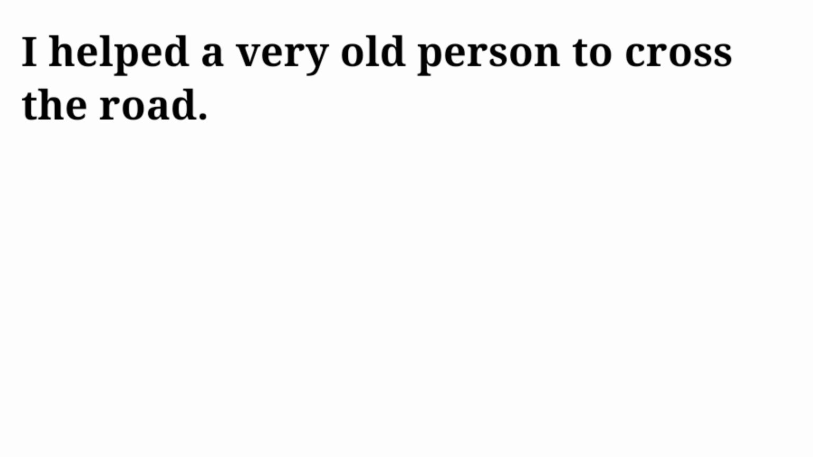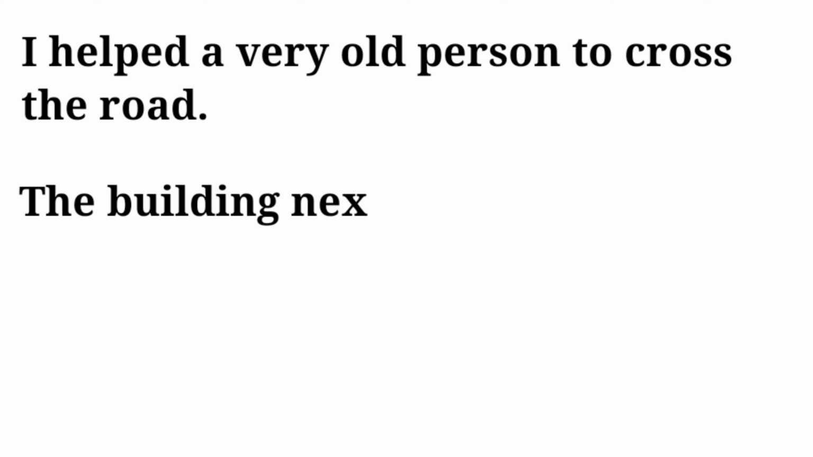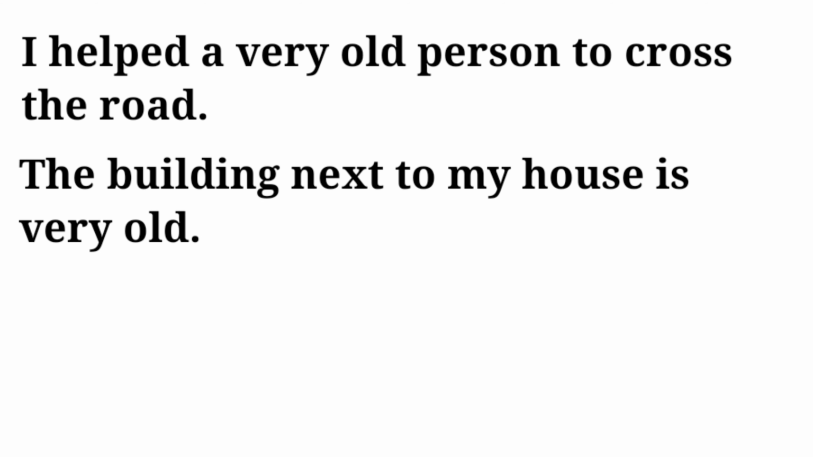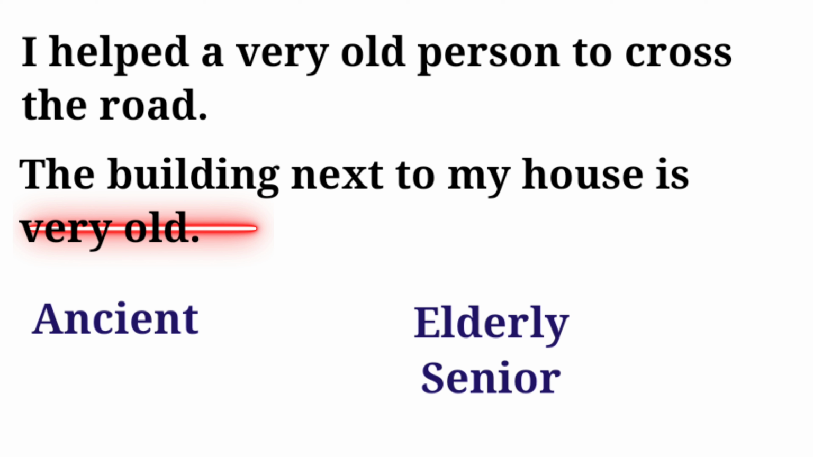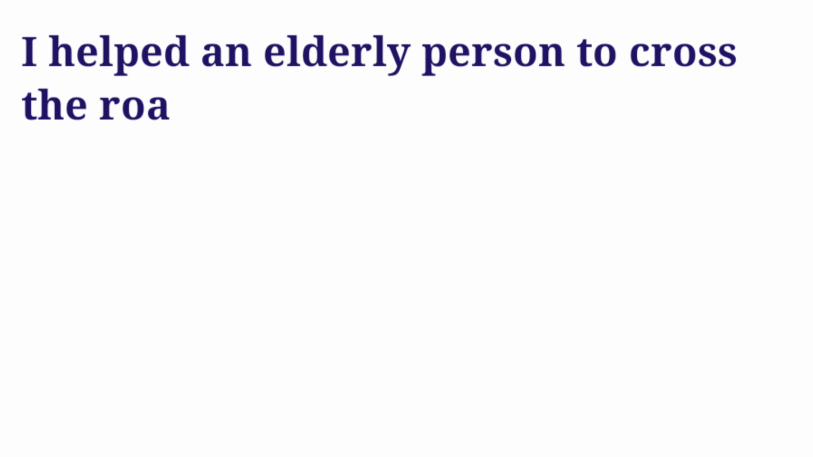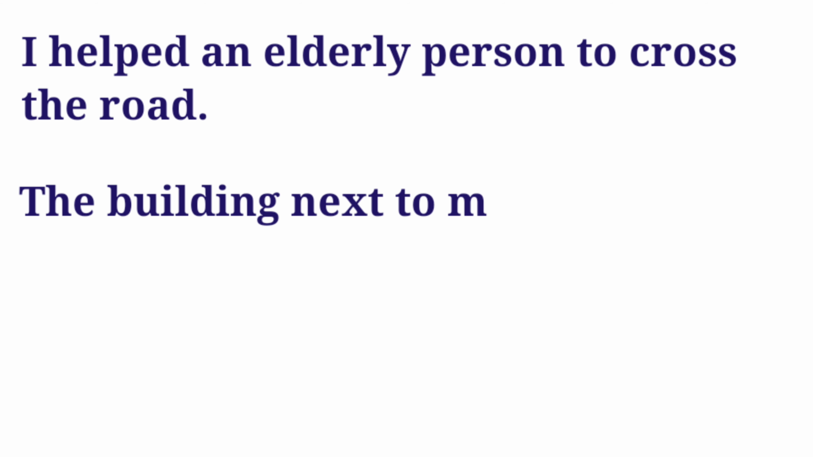Here we will have a look at two sentences. The first one is, I helped a very old person to cross the road. And the second example is, the building next to my house is very old. Now, very old when used for a thing can be replaced with a word like ancient, and very old when used for a person can be replaced by words like elderly or senior. So our two sentences will be, I helped an elderly person to cross the road. The building next to my house is ancient.